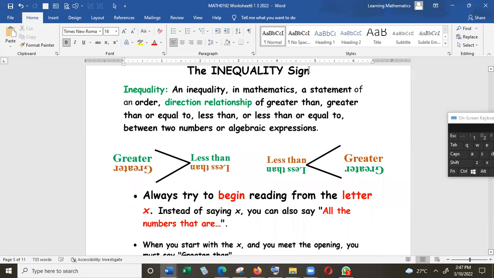Again, it reads the inequality sign. The inequality, in mathematics, is a statement of an order, direction relationship of greater than or equal to, less than or equal to, between 2 numbers or algebraic expressions. Okay, so here you have the sign. The opening is called greater than, and the point is called less than.